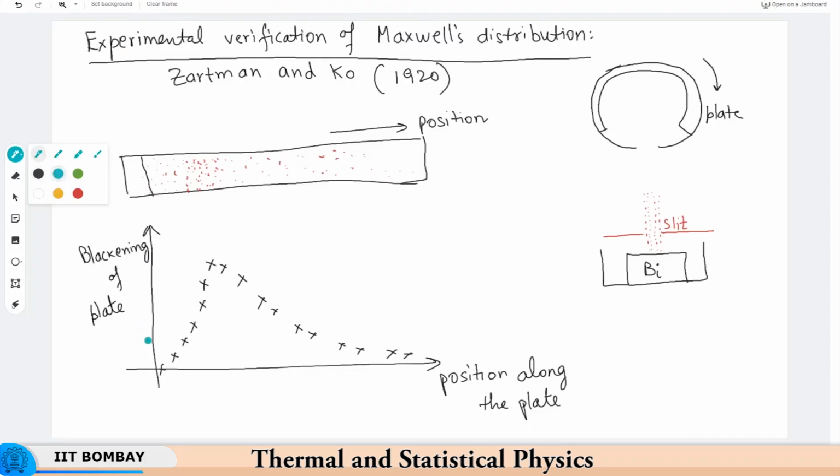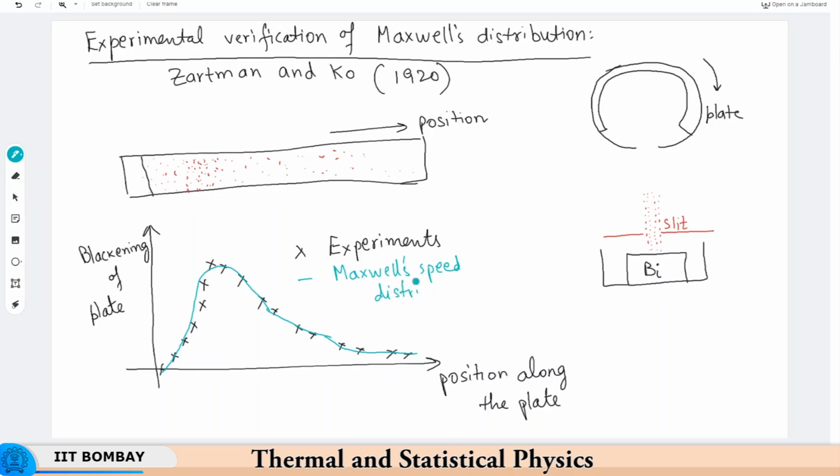Maybe I can use the blue color. So basically the black cross is experiments, and the blue line is the Maxwell speed distribution. So, this was a really nice experiment with which they could verify the Maxwell-Boltzmann distribution.